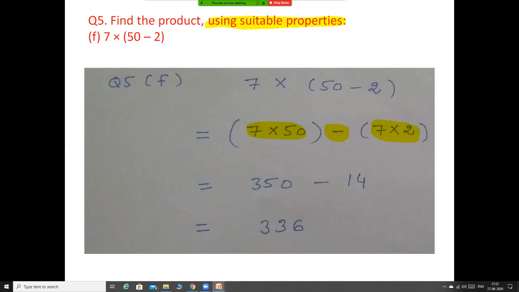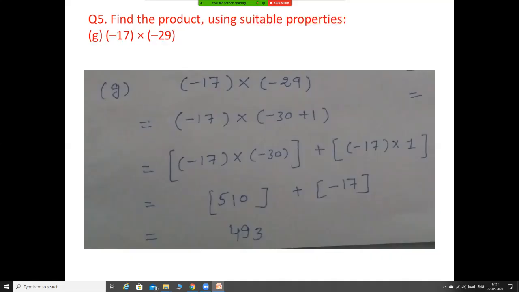Now 7 into 50, answer is 350. Minus sign, 7 into 2, 14. What is the difference? 350 minus 14, answer is 336. Next part, G part. Again, same thing, using suitable properties. What is the question? Minus 17 into minus 29.